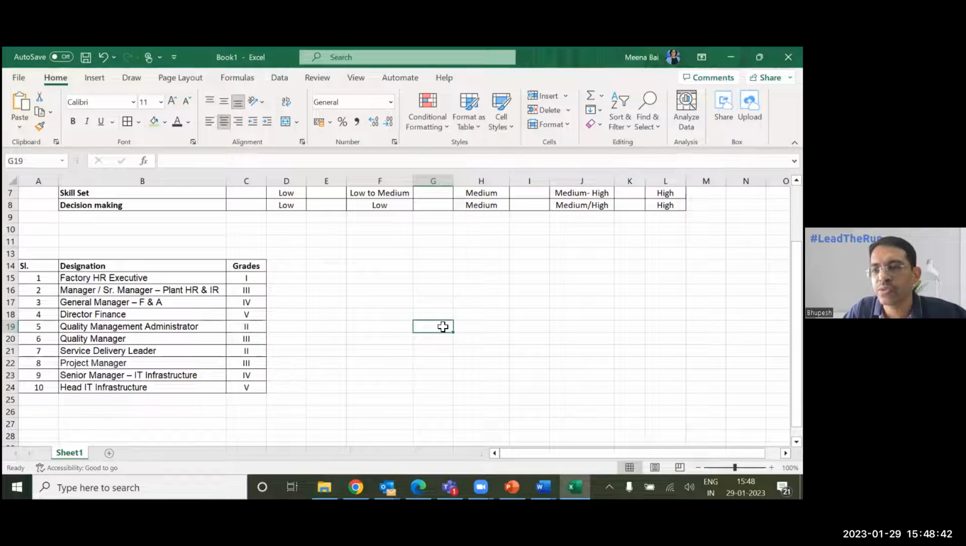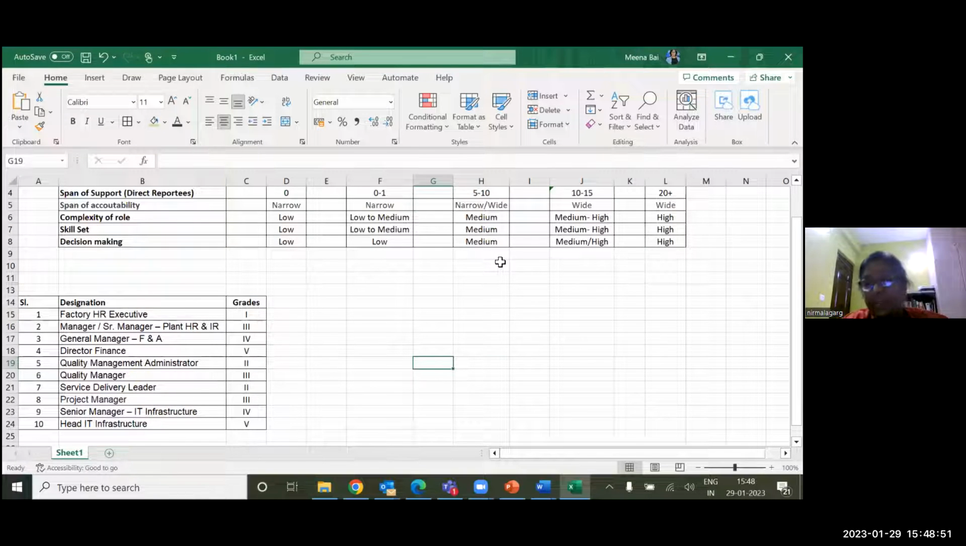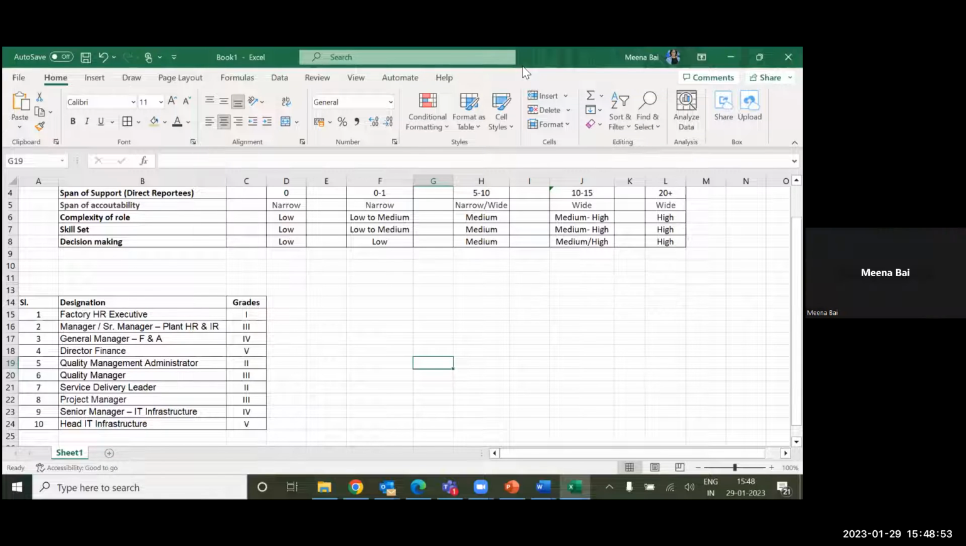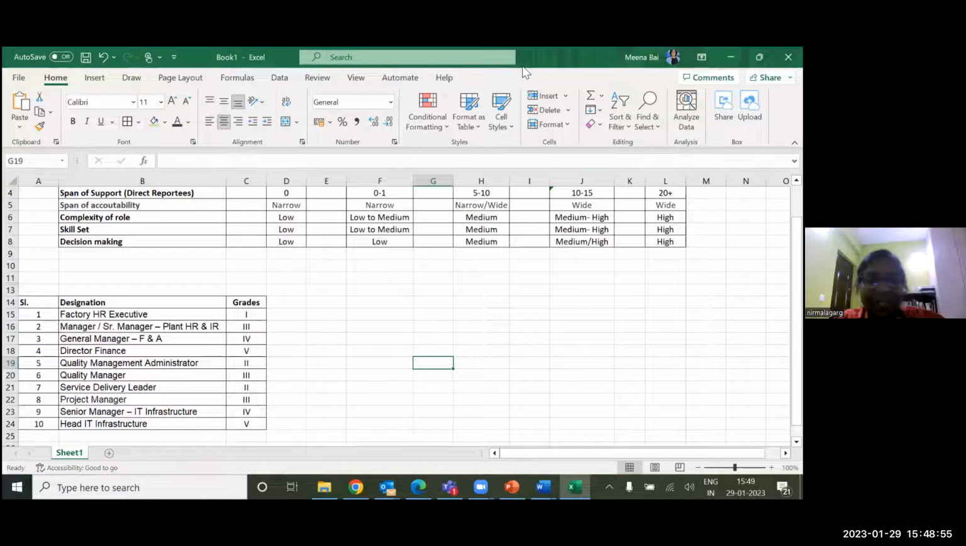So I will not go further, to save time. This is excellent. You have taken 10 positions and actually classified them. Very good job done. I think both the groups have done an excellent job, guys. Can we have the other group?